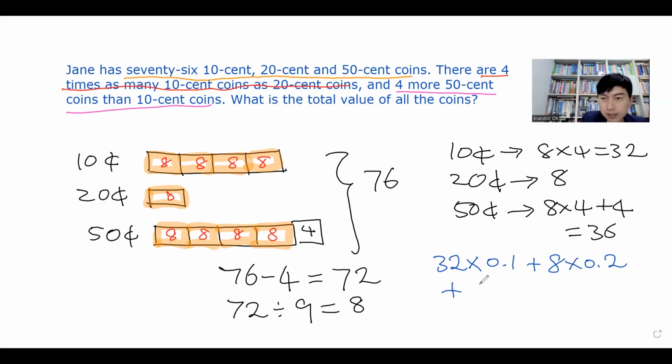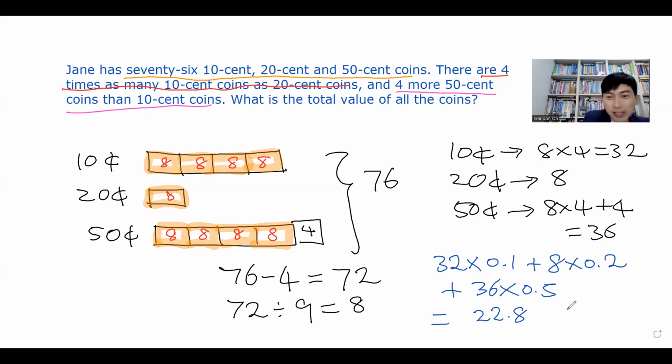And 36 multiplied by 0.5. And so if you work this out, the sum will be 22.8. Now, when I write 22.8, it is represented in decimals, in terms of dollars. To present a final answer, we need to show this as a dollar and cents.